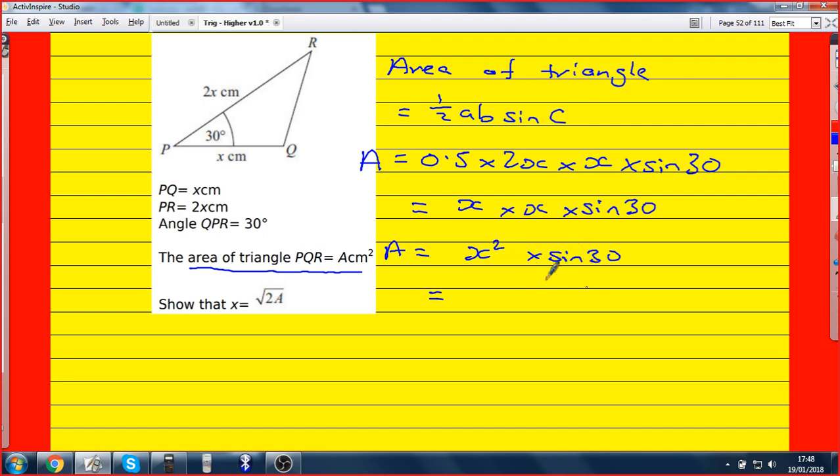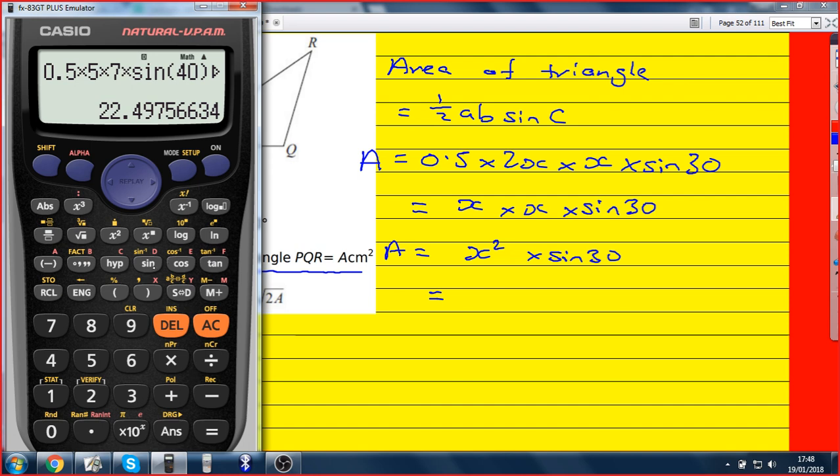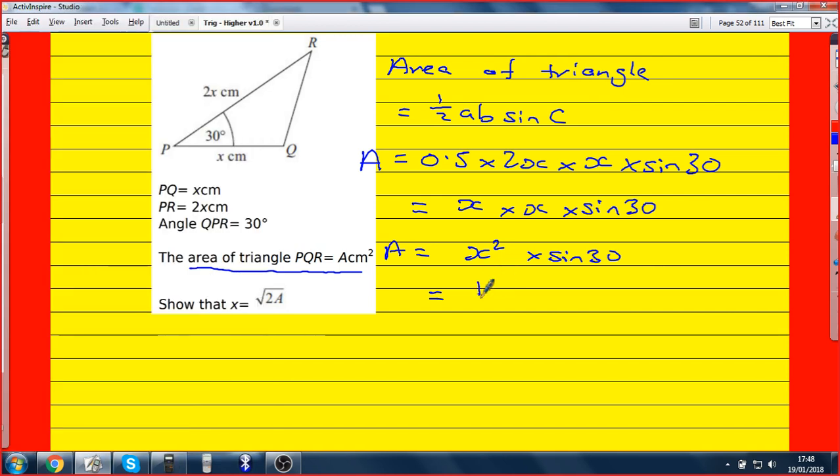Any idea how you figure out what sine 30 is? No, sine 30 is just a number. You can just use your calculator to do it. So literally just sine 30. Okay, it's a half. And so what do you now have on the right side? You have half. So x squared times a half, how would you write that? X squared times 1 over 2. Yeah, I'll write it as a half x squared.